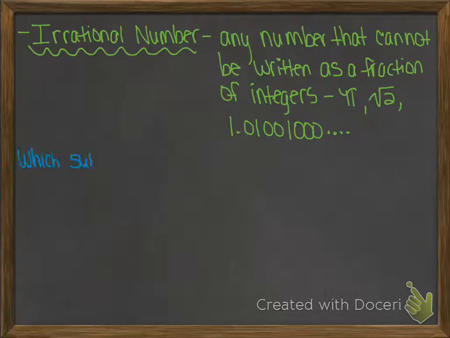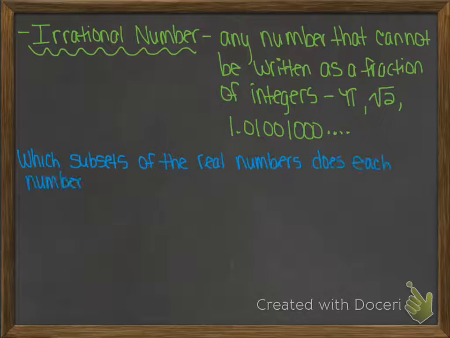Okay, so let's look at some examples. Which subsets of the real numbers does each number belong to? Our first number that we have is 15. So look back up in your notes. I'm going to start with natural number. Is it a counting number? Well, 15 is a number that you would count to. So the first thing I would write down is that 15 is considered a natural number. And I'm just going to write natural. We don't need to write natural number after each.